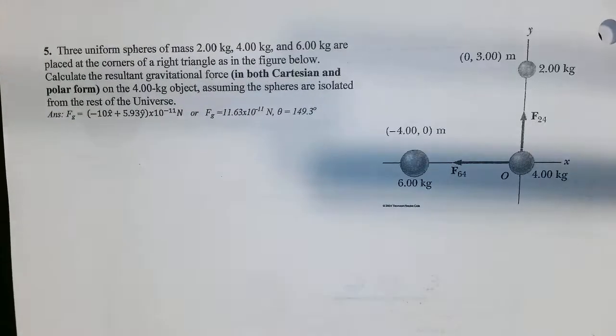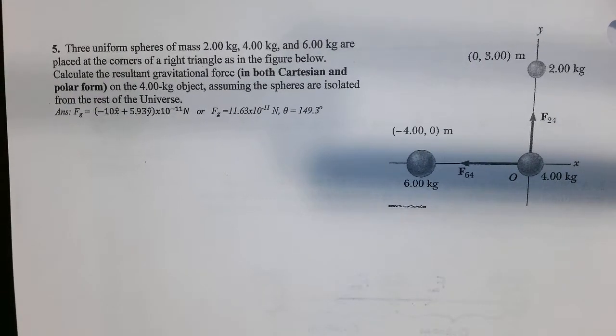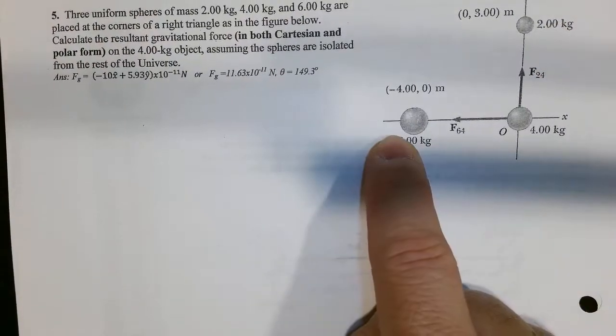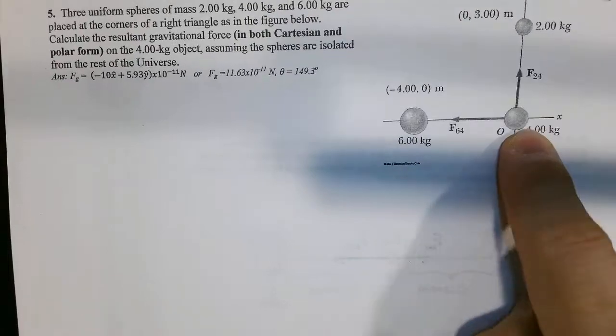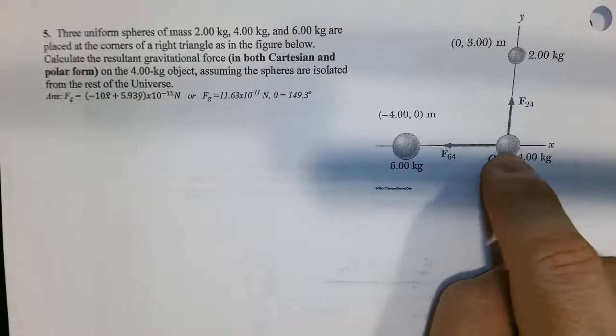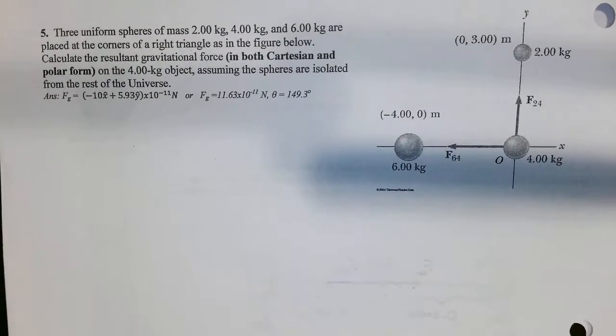Here we have 3 uniform spheres of mass 2 kilograms, 4 kilograms, and 6 kilograms placed at the corners of the right triangle, as in the figure below. So we have 2 kilograms, 4 kilograms, and 6 kilograms. Calculate the resulting gravitational force in both Cartesian and polar form on the 4 kilogram object. So how much gravitational force is being exerted on this object by the 2 kilogram and 6 kilogram objects, basically.